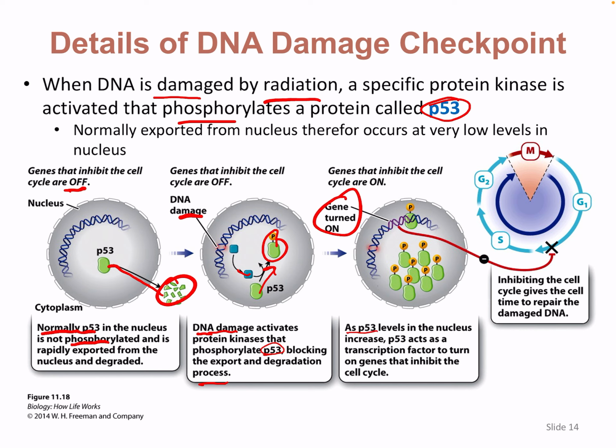As P53 levels in the nucleus increase, P53 acts as a transcription factor to turn on genes that inhibit the cell cycle. So this stops division. Inhibiting the cell cycle gives the cell time to repair the damaged DNA. So essentially, we got our damage. This stops replication, so we have our stop signal. And then it gives it time to repair, so certain enzymes can come in and repair. And then once this repair is done, we can move on.